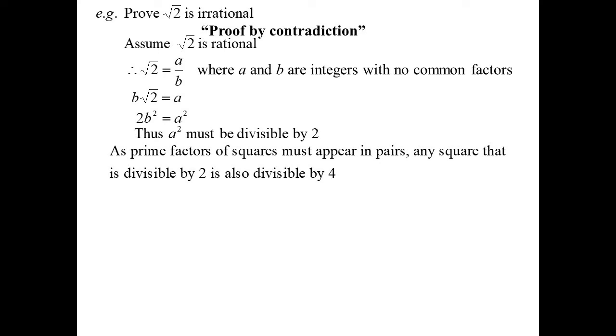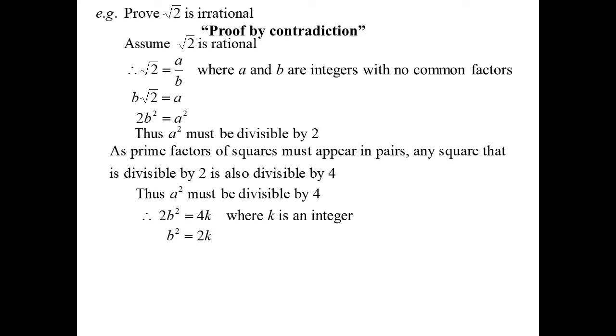In any square, when you break it down to its prime factors, they always appear in pairs, because you've got to go something times by itself. So if it is divisible by 2, then it is also divisible by 4. Has to be. Therefore, 2b squared is equal to 4 times some integer. Has to be true. So b squared is equal to 2 times an integer.